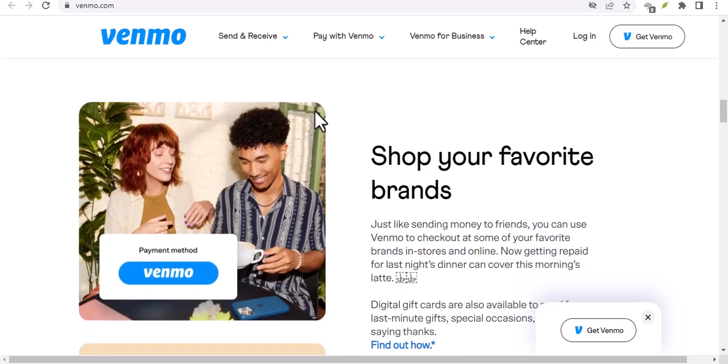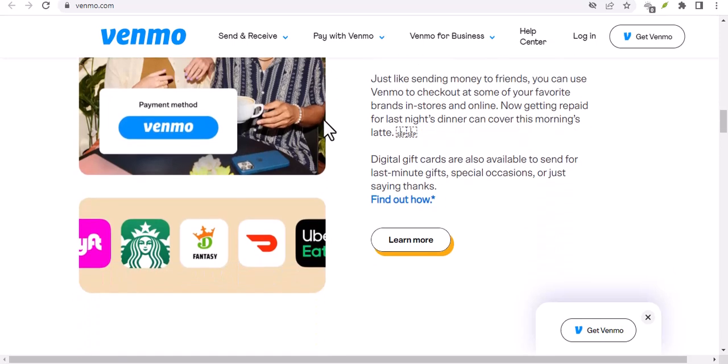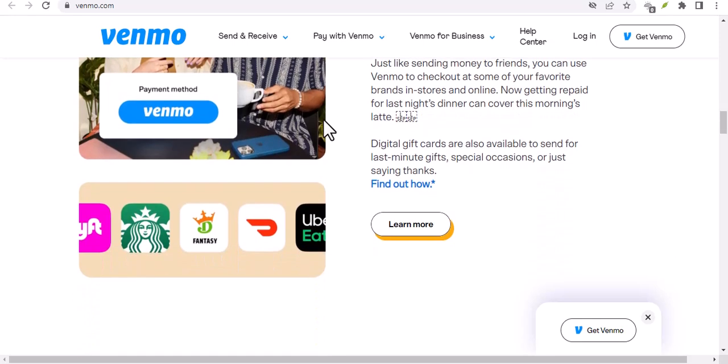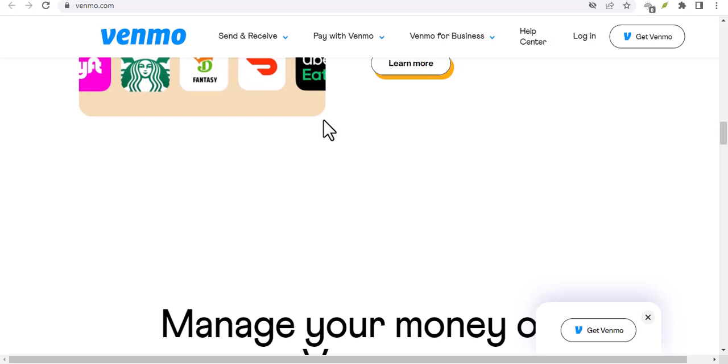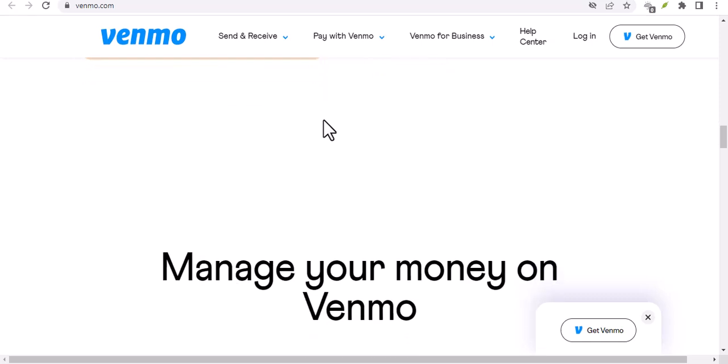Technical issues. If there's a technical glitch or error that leads to a payment being sent to the wrong person, you can contact Venmo's customer support to rectify the issue. They may be able to reverse the payment and send it to the correct recipient.